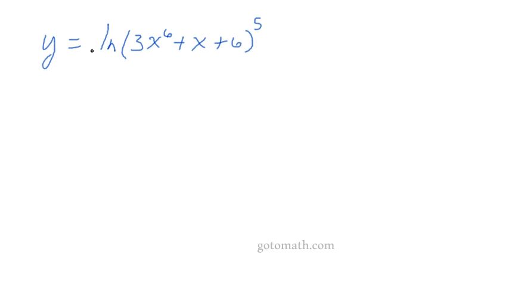So to make this a whole lot easier, we're going to exercise one of the properties of logarithms, and that is we're going to take the 5 and bring it out front before we actually take the derivative. So this is not the power rule for derivatives. I guess you could say this is the power rule for logs, natural log, or logs in general.